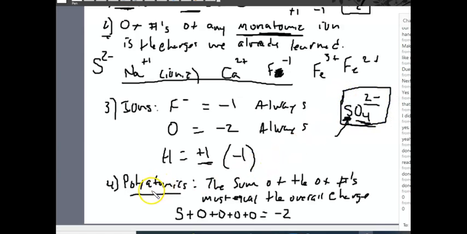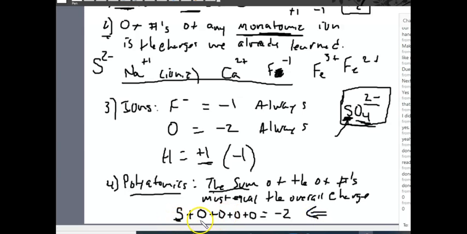So part 4 is where we figure out what these oxidation numbers are, and it comes off of this. The sum of the oxidations must equal -2. Okay, well, the thing is, how do I figure out what the oxidation is? Well, I have to solve this equation in order to figure out the sulfur.